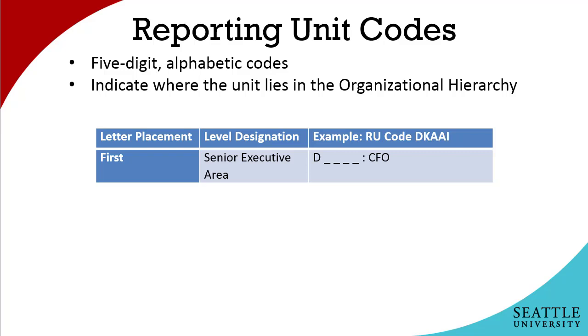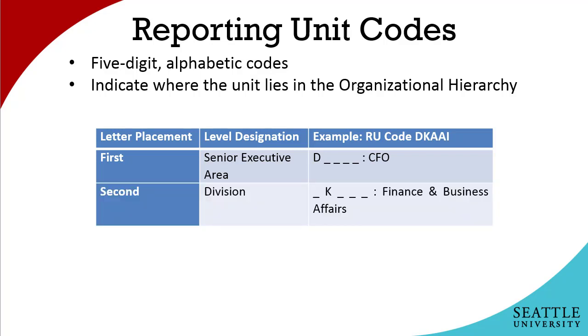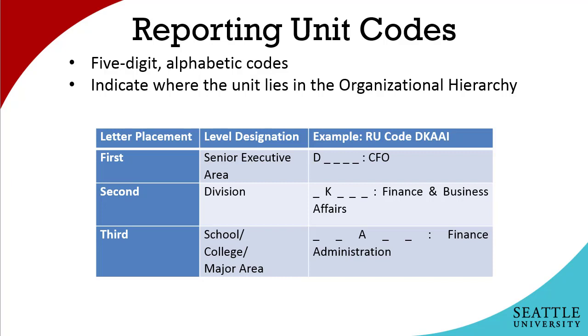The first letter of the code represents the senior executive level. This is illustrated by the letter D, which designates that the University Budget Office ultimately reports to the Chief Financial Officer. The second letter of the code represents the division. In this case, the letter K indicates that the University Budget Office is part of the Division of Finance and Business Affairs. The third letter of the code indicates school, college, or major area. In this case, A indicates that the University Budget Office is a part of the Finance Administration Major Area, which reports to the AVP for Finance and Investments.